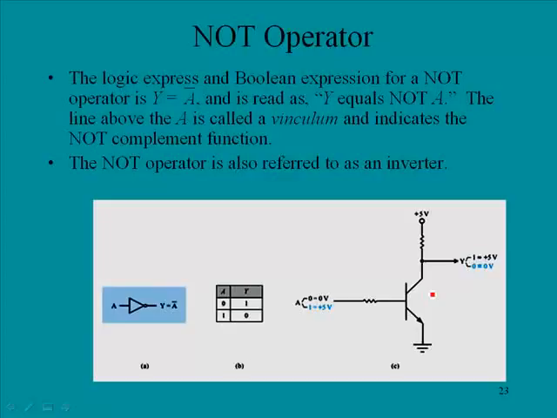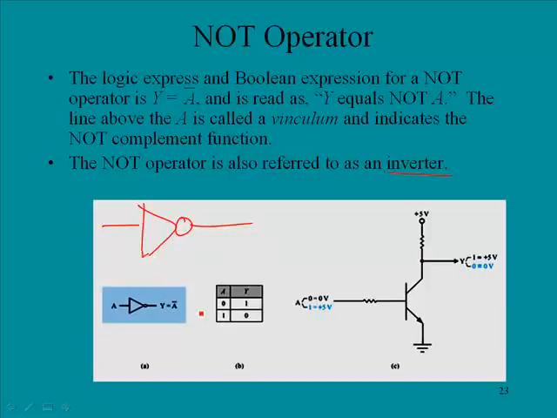Okay, the next one is the NOT operator. The logic expression and Boolean expression for a NOT operator is Y equals, and you see that line over the A, means not A. And it is read Y equals not A. The line above A is called a vinculum and indicates the NOT complement function. The NOT operator is also referred to as, notice here, an inverter. And this is the logic diagram. You have the amplifier symbol, and then the 0 here, which means this is the NOT operation.